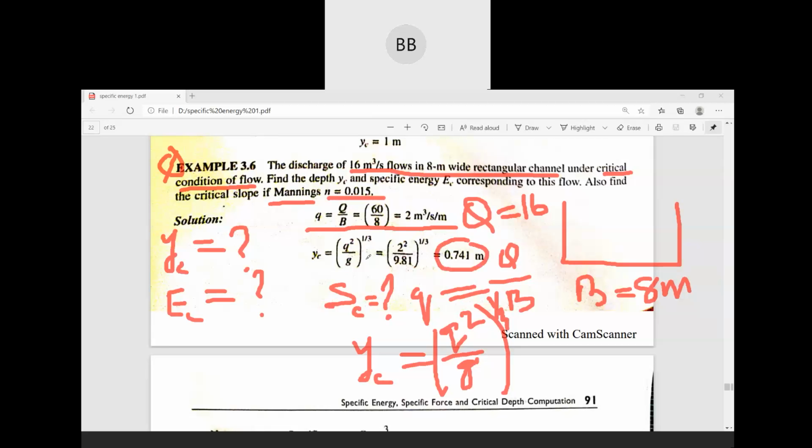Then after that, you find out the corresponding specific energy for that particular depth.